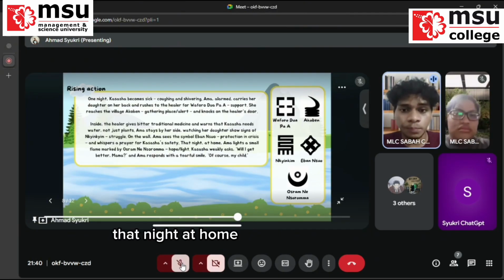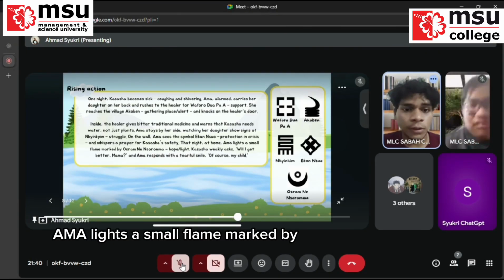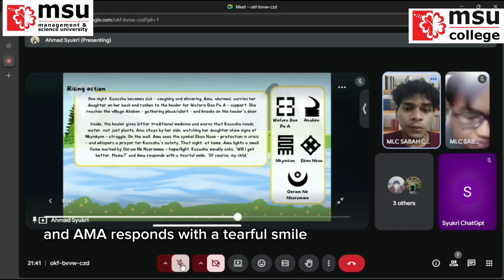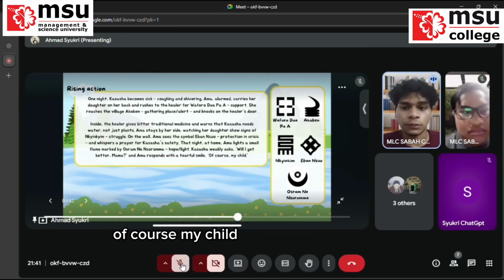That night at home, Amma lights a small flame marked by Osram Ne Nsoromma, meaning hope. Kasasha then weakly asks, "Will I get better, Mama?" And Amma responds with a tearful smile, "Of course, my child."